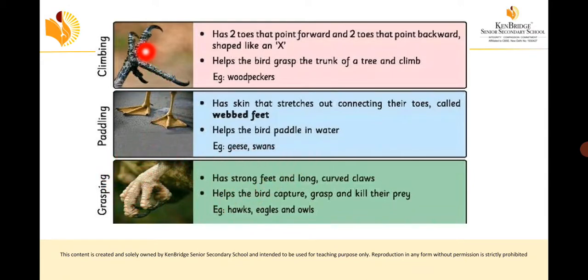So the first one is climbing. It has two toes forward and two toes backward. The example is the woodpecker. Next, paddling. Paddling has webbed feet. Between the toes it has skin stretched. This is webbed feet. It is used for swimming, for paddling in the water. The examples are geese and swans. The third one is grasping. It has strong and long claws. It is used to kill the prey.